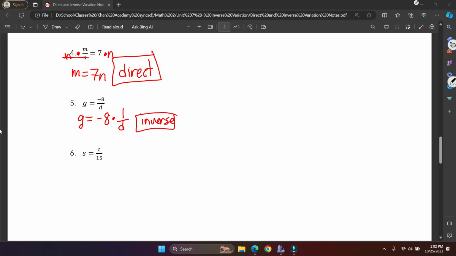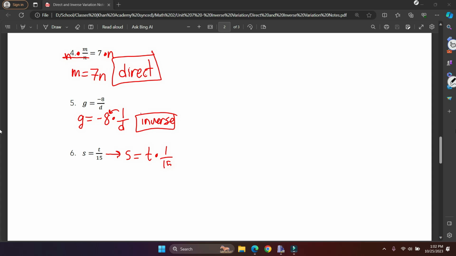And finally, number 6, s is equal to t over 15. Okay, in the same way that I was able to break apart number 5 and extract that negative 8 from the top of the fraction, I can actually also do that with my variable t. So I can rewrite this as t times 1 over 15. And what I have here is an example of direct variation that might seem a little strange.